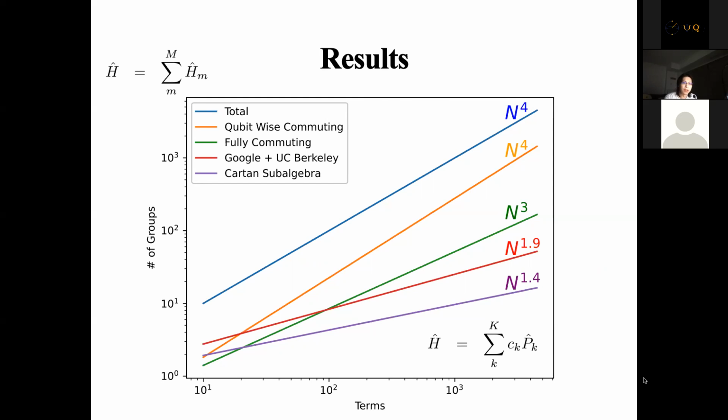On the y-axis, for all of these measurement methods, we're separating the Hamiltonian into measurable parts. So we're writing our H as a sum of H_M, where each of the H_M is measurable. On the y-axis, we're plotting this M, which is the number of groups that we're measuring. The first line you see, the blue line, is just plotting y equals x, the line that represents the original problem, the original difficulty that you got from your molecules.